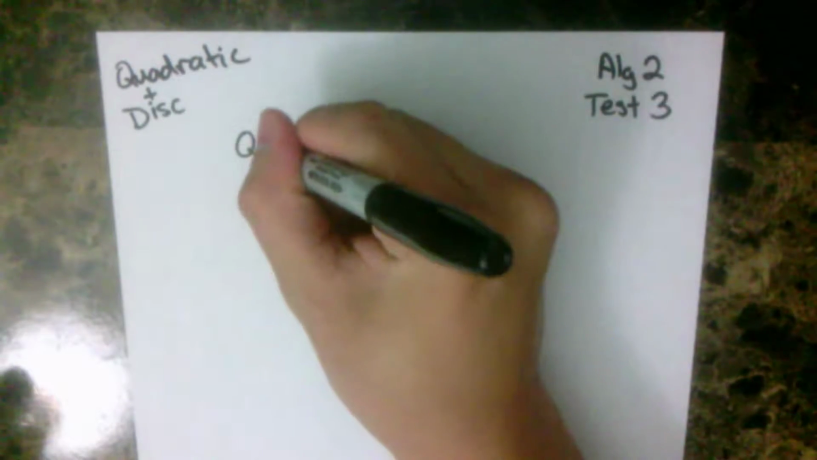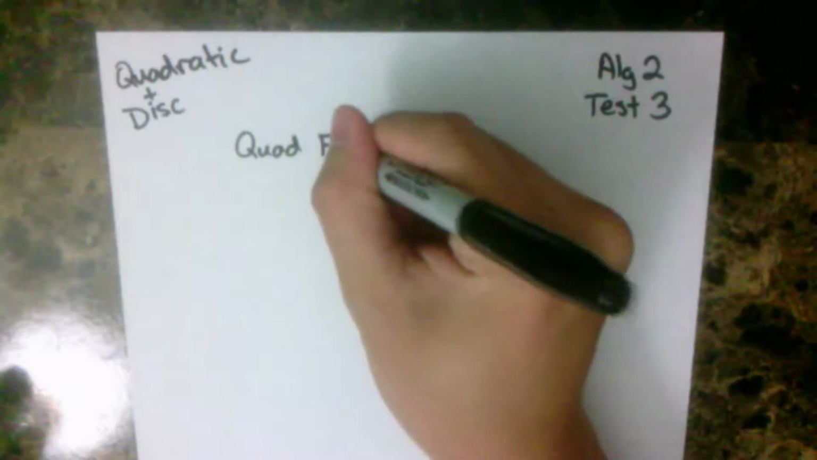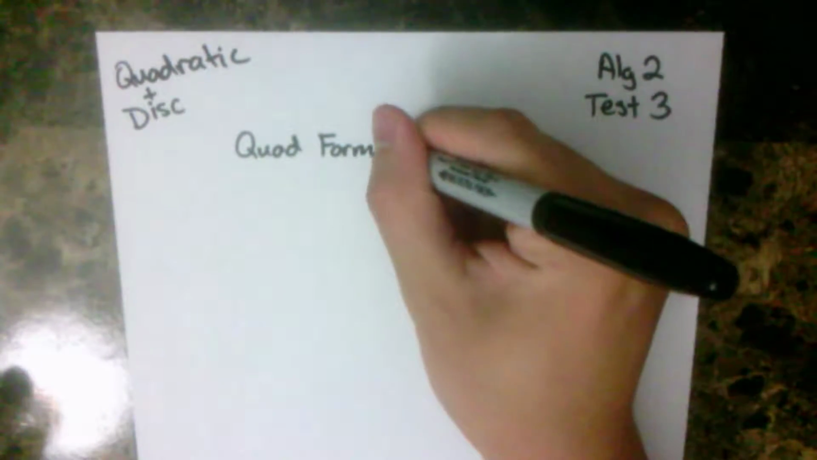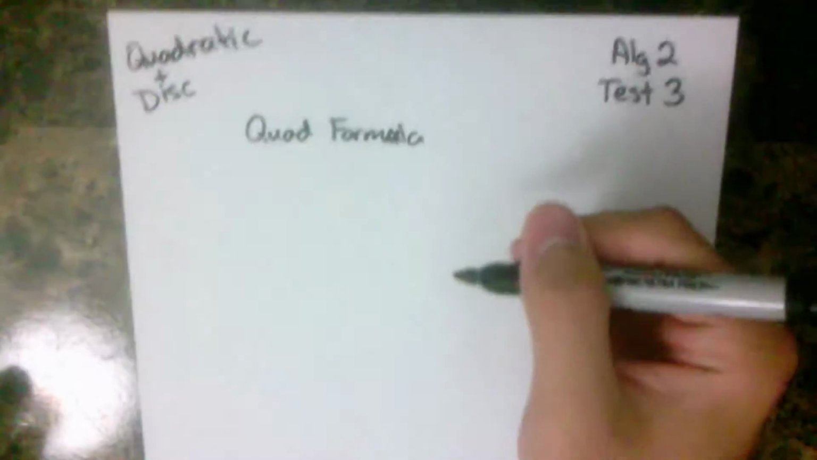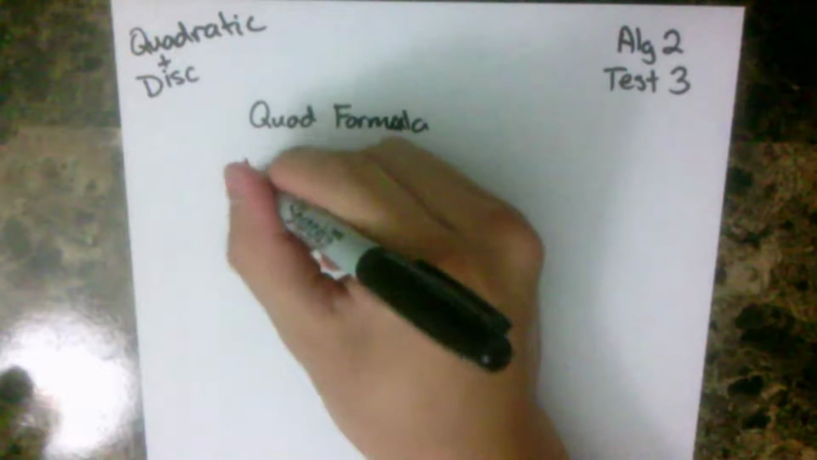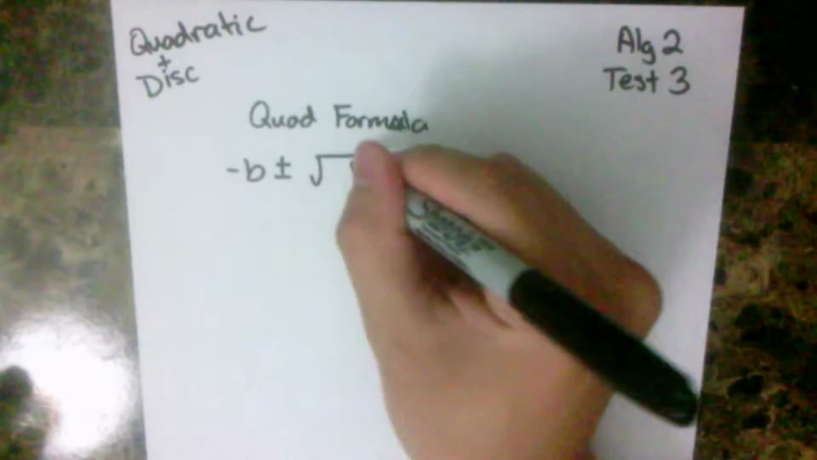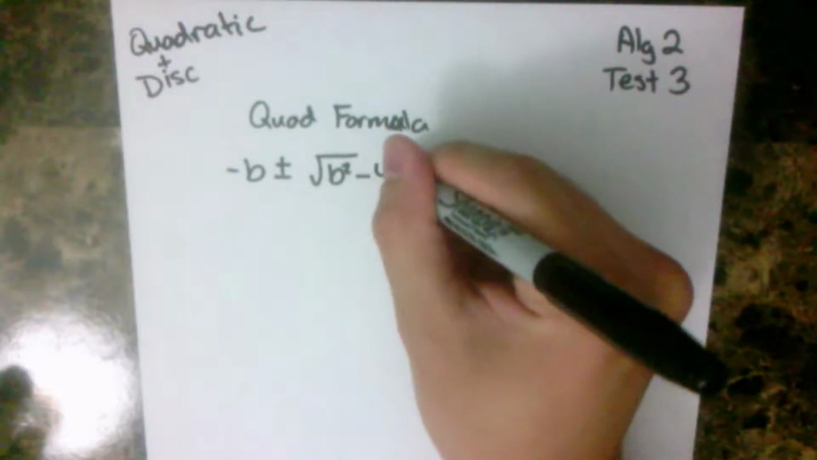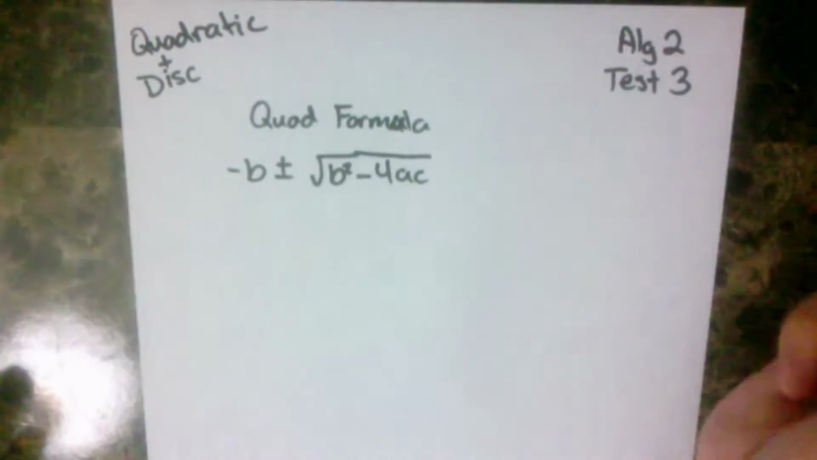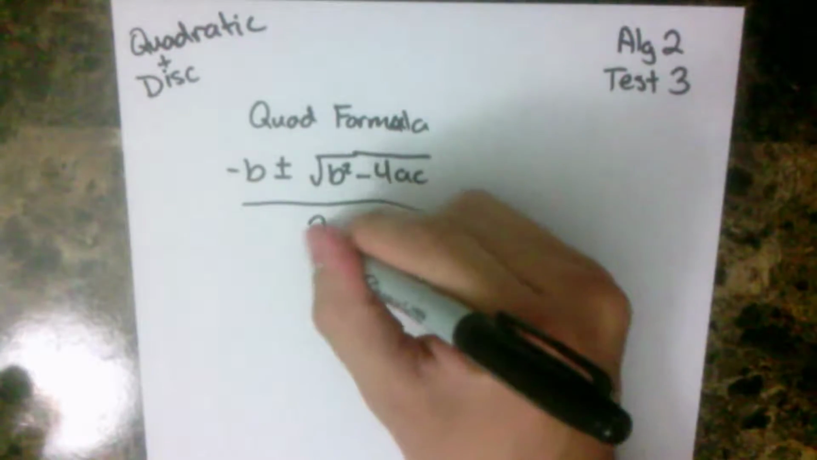Quadratic formula is just negative b plus or minus the square root of b squared minus 4ac, all that in the same square root, all over 2a.